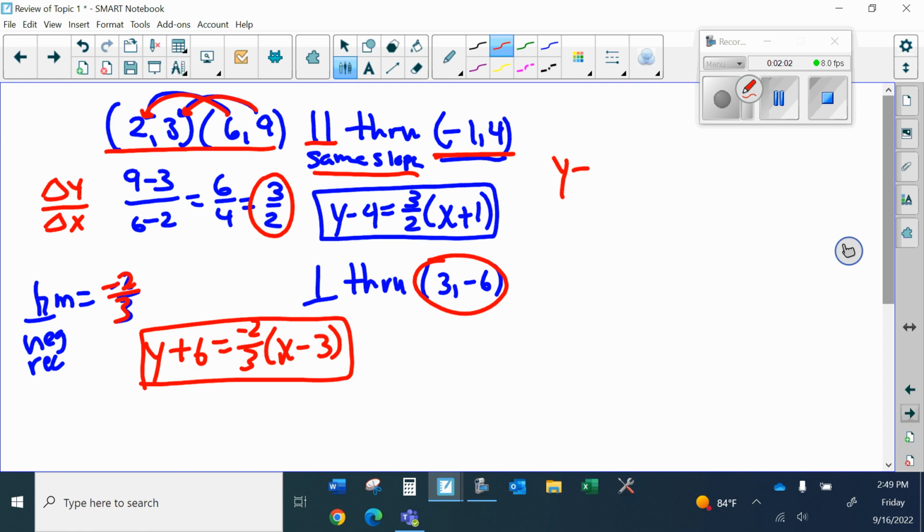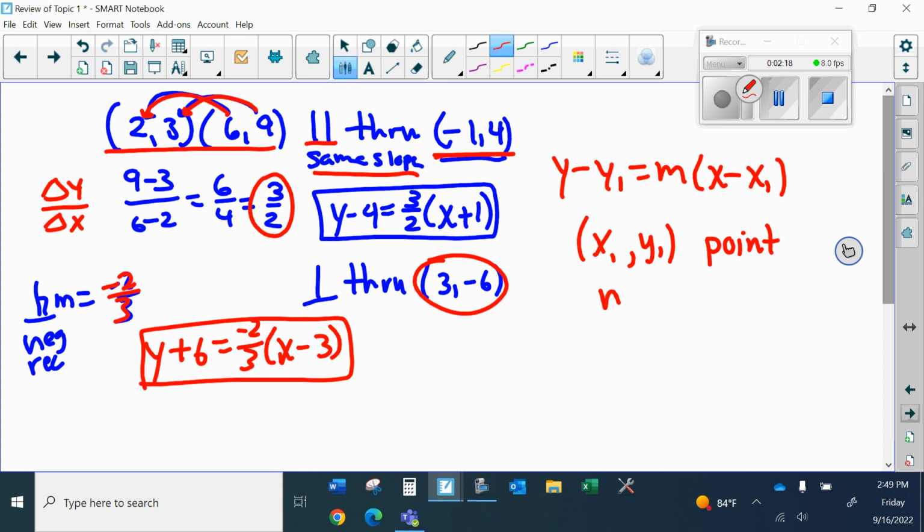You should already have point slope form memorized. y minus y sub 1 equals m times the quantity x minus x sub 1. And we should already know that x sub 1 comma y sub 1 is just the point given to us. And m is your slope that you've known for years with slope-intercept form. So all you have to do is fill it in now.